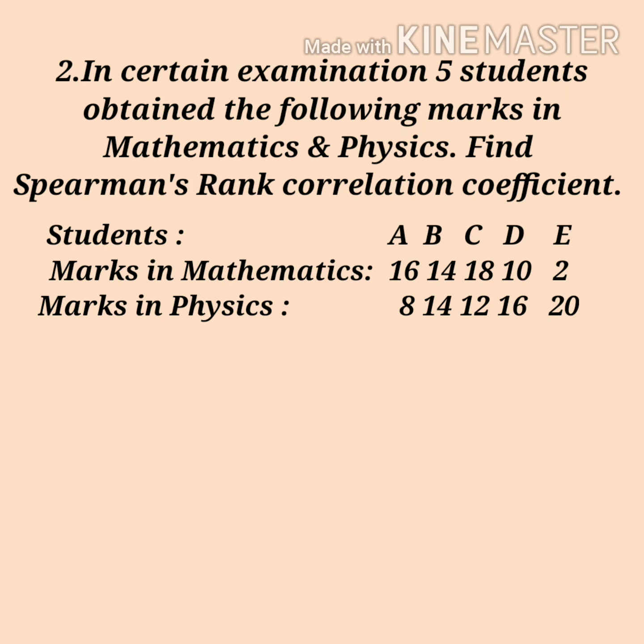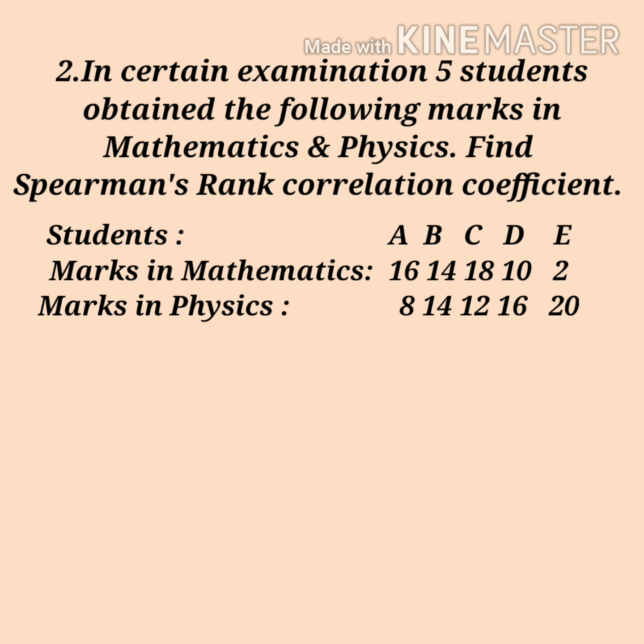Okay, see this math. In a certain examination, 5 students obtained the following marks in mathematics and physics. Find the Spearman's rank correlation coefficient. So here the number of students is given and the corresponding marks of mathematics, that is 16, 14, 18, 10, 2, and the corresponding marks of physics, that is 8, 14, 12, 16, 20, but no rank has been assigned.